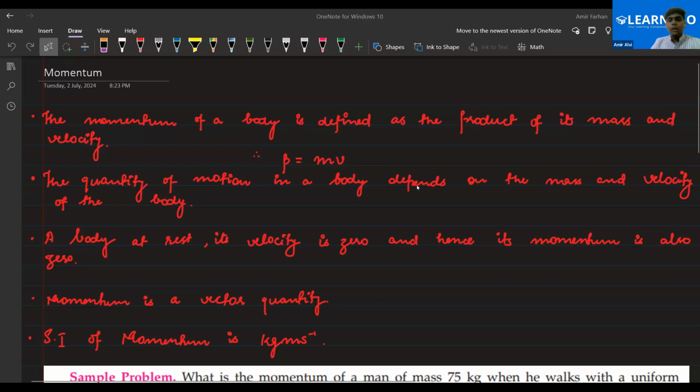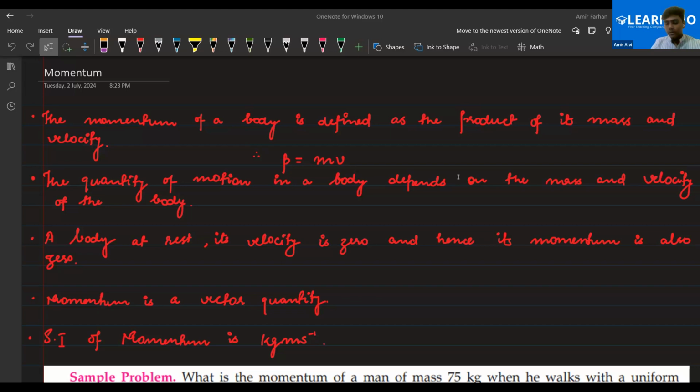Okay, next: the quantity of motion in a body depends on the mass and velocity of the body. It means that how much motion is possessed by that body is measured by the momentum. If two bodies are moving, the momentum will define which body has the greater quantity of motion, right, everyone?